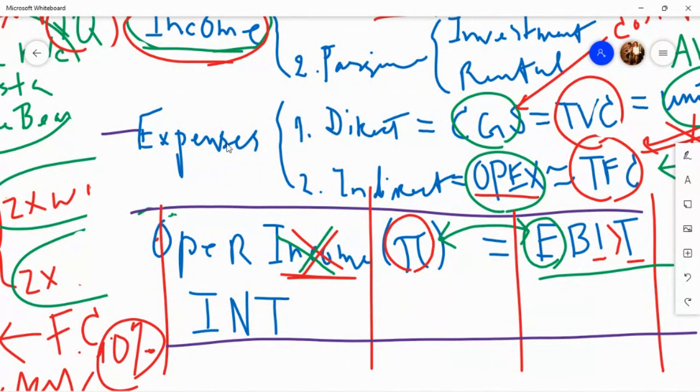Earnings before interest and taxes. From that name, you can already tell what should happen next. What should happen next is paying interest, because the name says it all. Earnings before, so then interest comes next. And the reason we have interest to pay is because we have borrowing, we have debt. So why do we have debt in the first place?